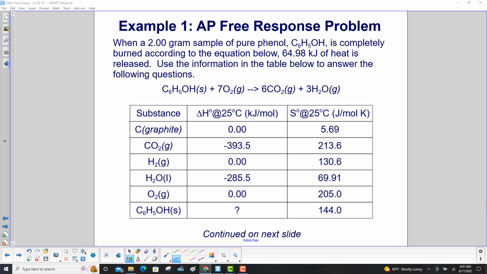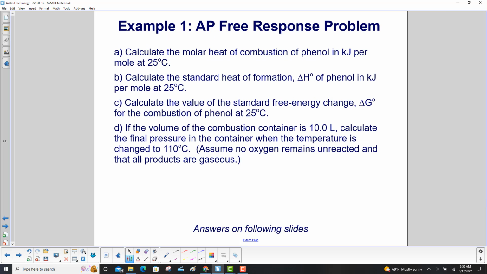Example 1. When a 2-gram sample of pure phenol is completely burned according to the below equation, 64.98 kilojoules of heat is released. Use the information in the table below to answer the following questions. A. Calculate the molar heat of combustion of phenol in kilojoules per mole at 25 degrees Celsius.